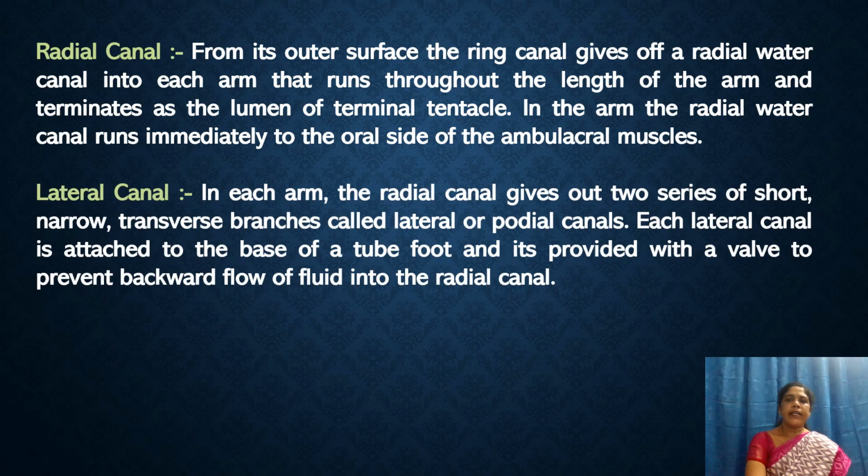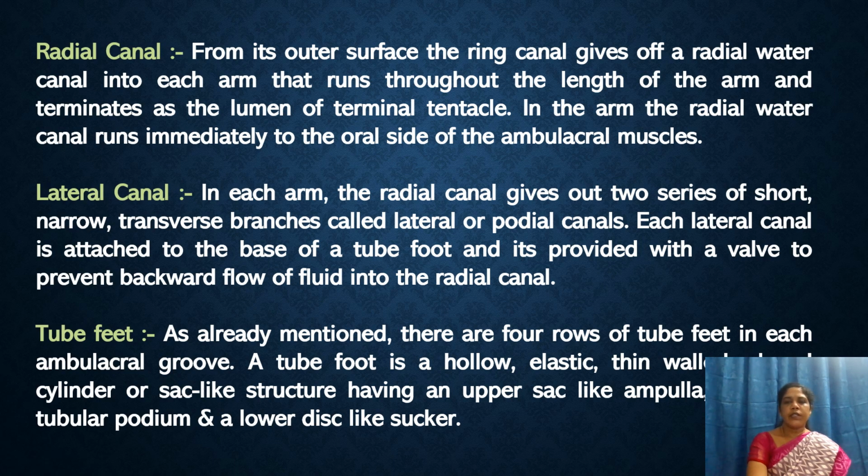In each arm, the radial canal gives out two series of short, narrow, transverse branches called lateral or podial canals. Each lateral canal is attached to the base of a tube foot and is provided with a valve to prevent backward flow of fluid into the radial canal.